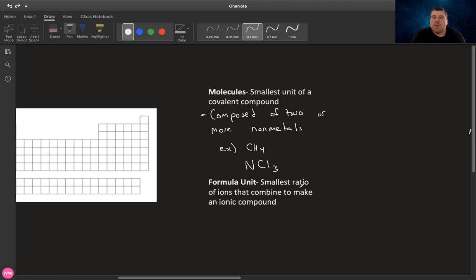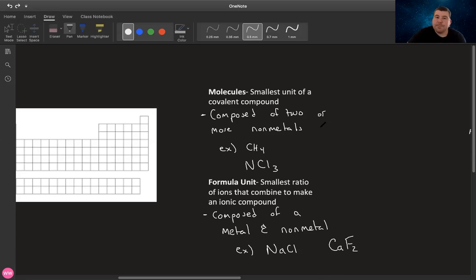Formula units are going to be the smallest ratio of ions that combine to make an ionic compound. Some examples of this are going to be sodium chloride, NaCl, or calcium fluoride, CaF2. Generally speaking, these are going to be composed of a metal and a non-metal. So the examples one more time would be sodium chloride, NaCl, or calcium fluoride, which is CaF2.